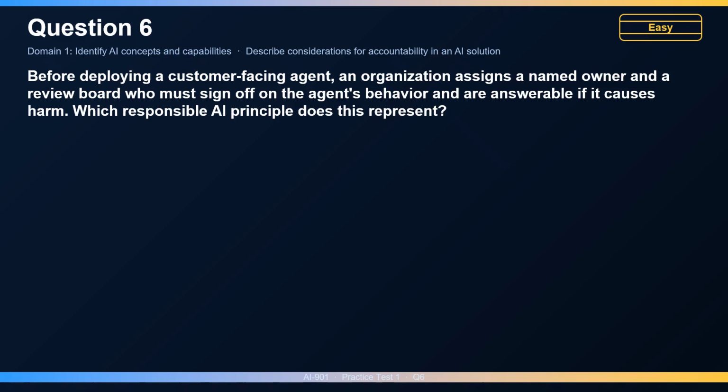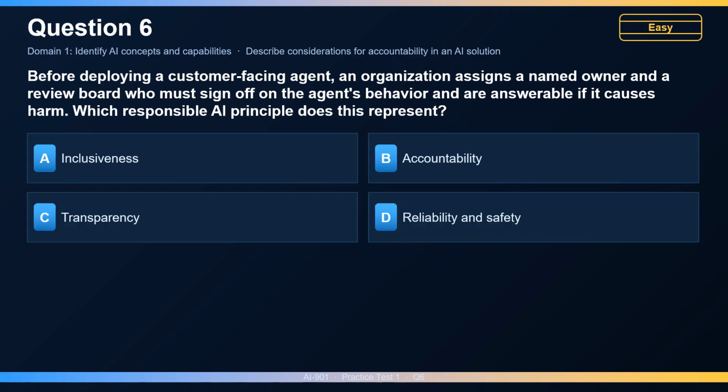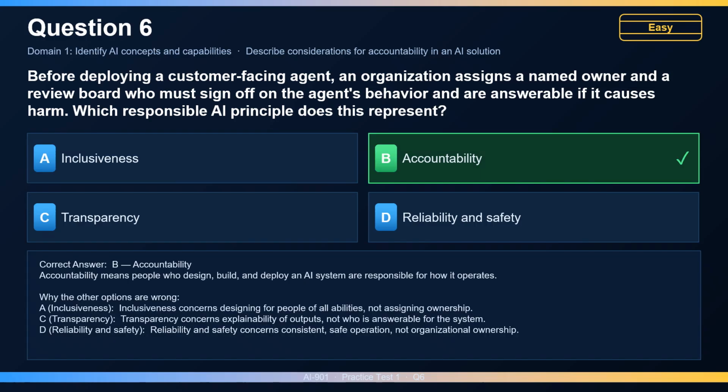Question 6. Before deploying a customer-facing agent, an organization assigns a named owner and a review board who must sign off on the agent's behavior and are answerable if it causes harm. Which responsible AI principle does this represent? The correct answer is B, accountability. Accountability means people who design, build, and deploy an AI system are responsible for how it operates.